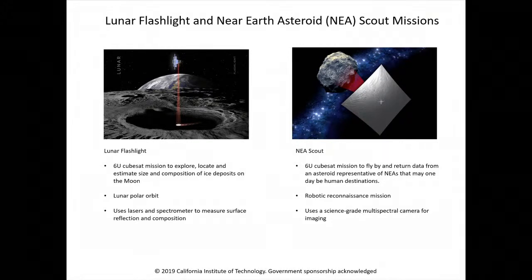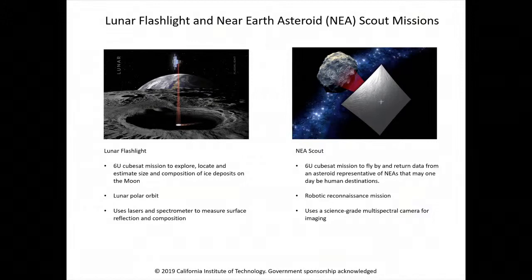Eventually, we want to create an ice map that can help us better understand if humans can be sent there for further exploration. NeoScout is a mission to go to a near-Earth asteroid. We'll have a camera on board that we're going to use to take images of the asteroid as we fly by it very close. Those images will help us better understand the makeup of these asteroids before we can send humans to a destination like that.